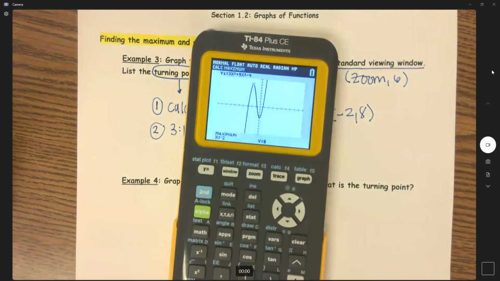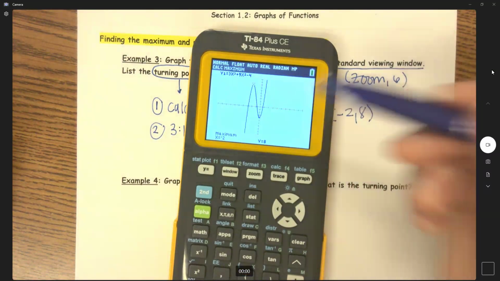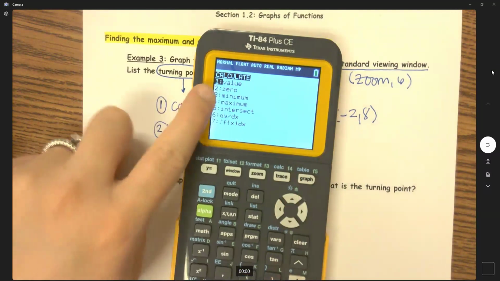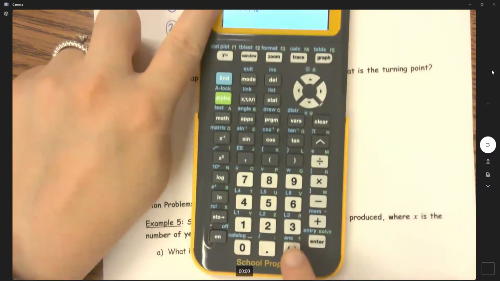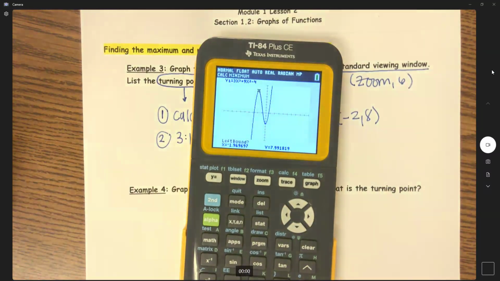Okay, so now let's find the min. Here's my second turning point, which was a minimum. So go second trace, and this time I want number 3. So either arrow down or just hit 3. It's going to ask again for the left and right bound.